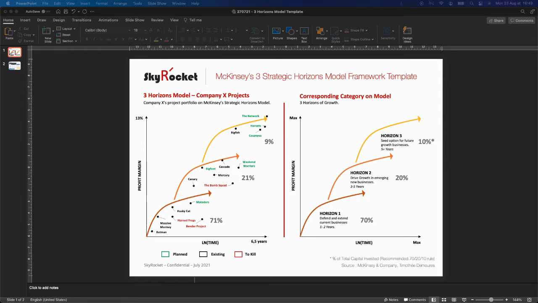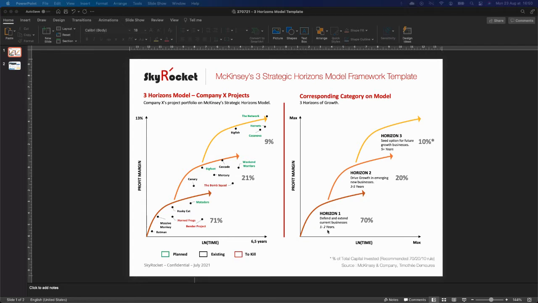The 3 Strategic Horizons model is a corporate growth strategy framework used to articulate the tension between focusing on current performance and maximizing future opportunities, which is a classic thing in strategic planning. We have in this framework 3 horizons: Horizon 1, Horizon 2, Horizon 3.